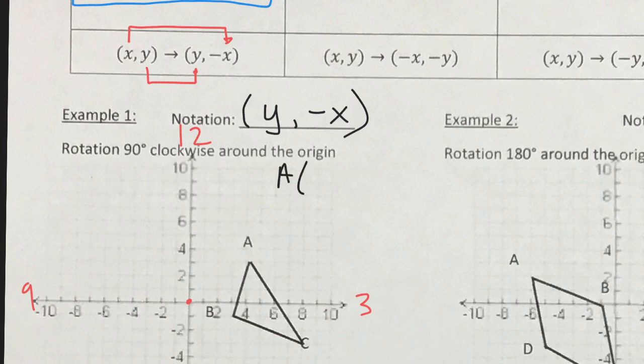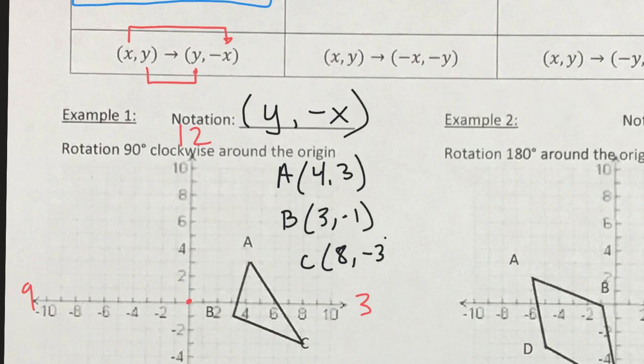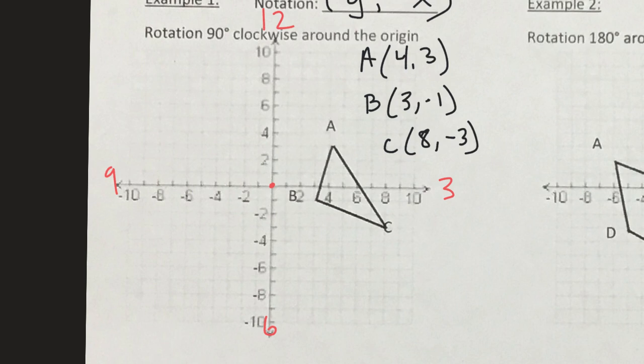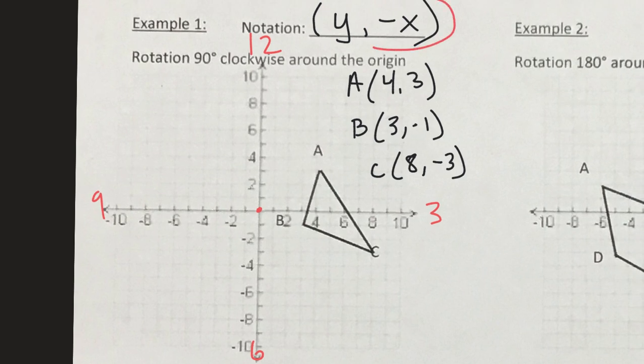Okay, so let's see if we can do that. Here we have point A. A is at 4, 3. Here we have point B, which is at 3, -1. And point C is at 8, -3. So those are your three original points. Now let's use our rotational notation. We're going to switch your x and your y coordinate, and you're going to make your original x negative.